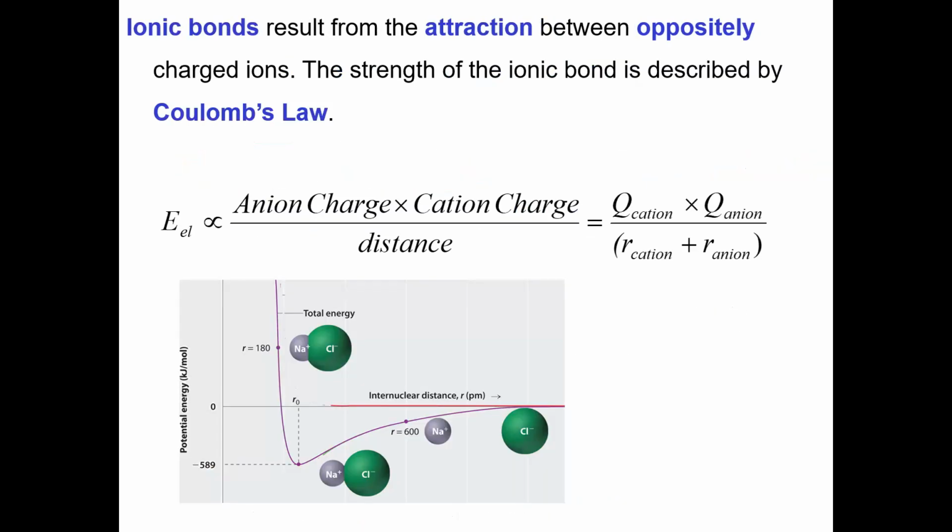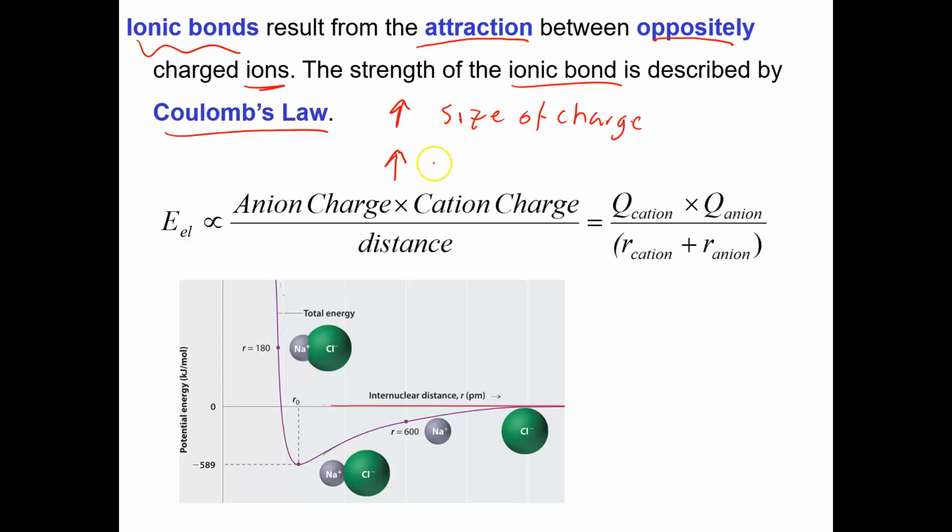So, why do ionic bonds form? Well, ionic bonds are the result of the attraction between oppositely charged ions, that is, between anions and cations. And the strength of this ionic bond is described by Coulomb's law, and Coulomb's law states that the strength of the attraction increases with the size of charge, and increases as distance between the opposite charges decreases.